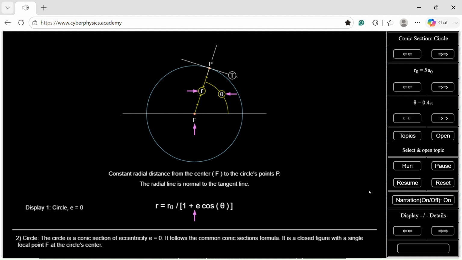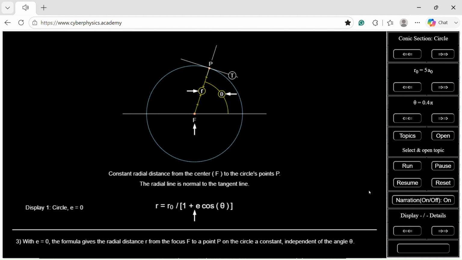The display presents the circle as a conic section. The circle follows the common conic sections formula, with an eccentricity E equals 0. It is a closed figure with a single focus F at the circle's center. With the eccentricity E equals 0, the formula gives the radial distance r from the focus F to a point P on the circle a constant, independent of the angle theta.